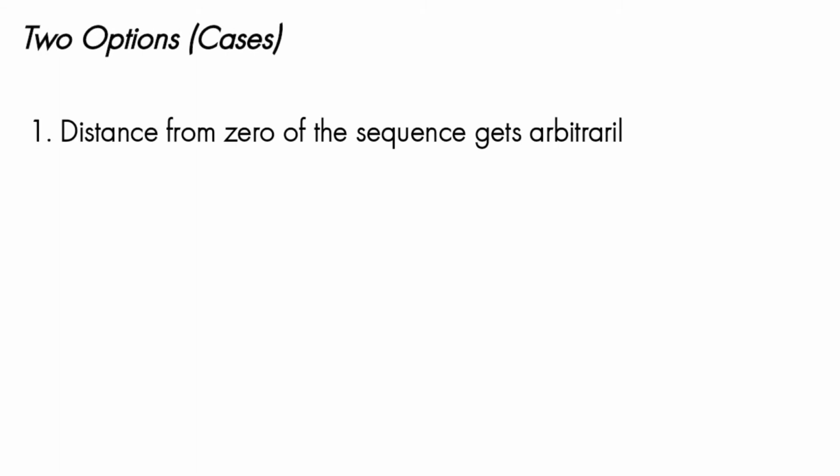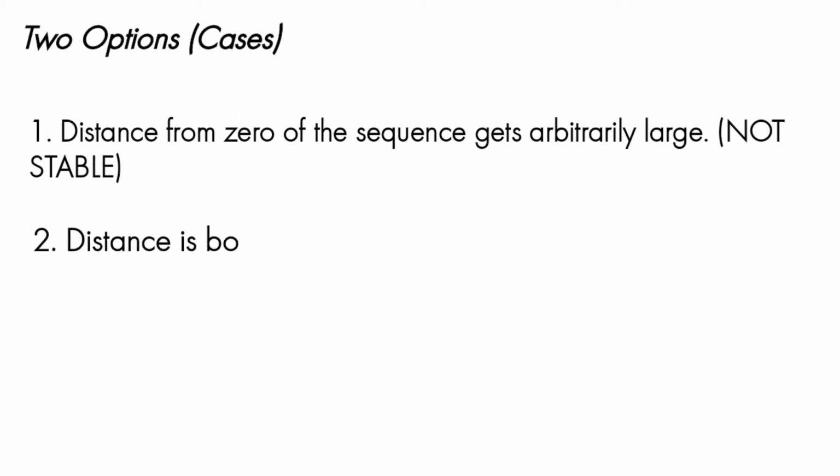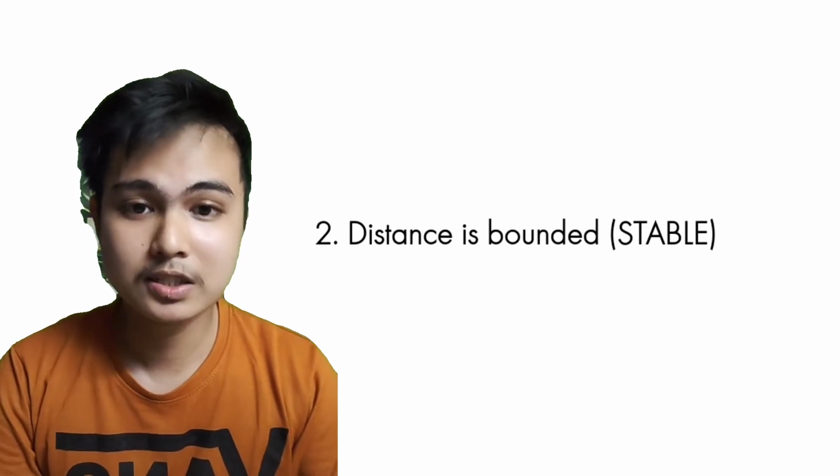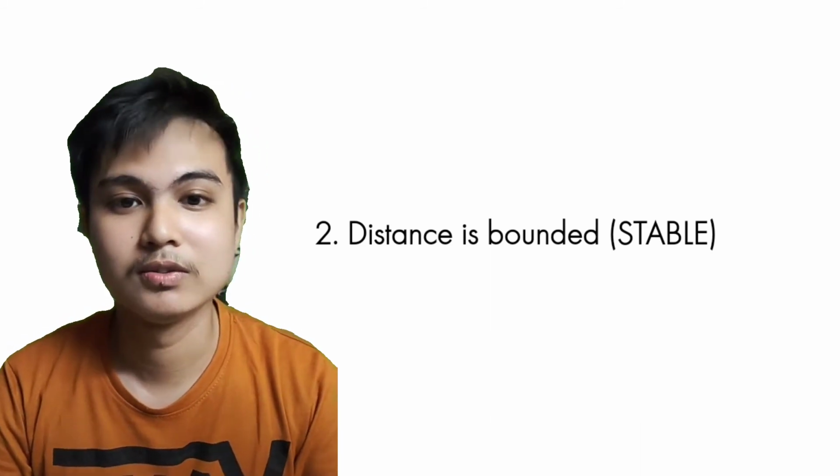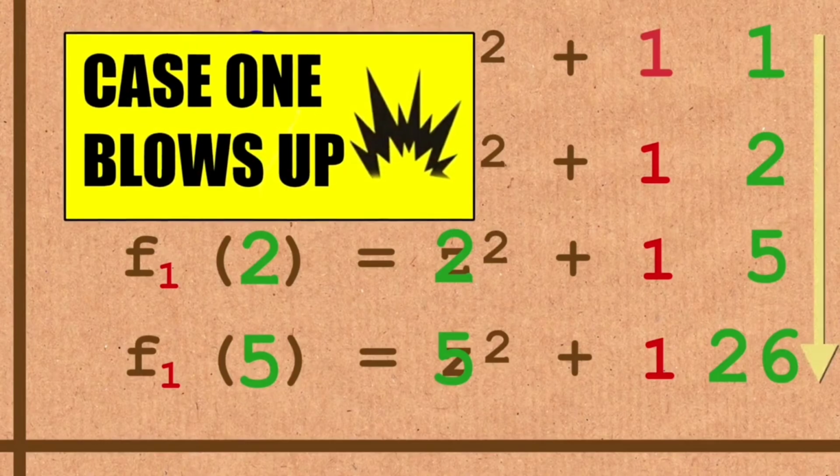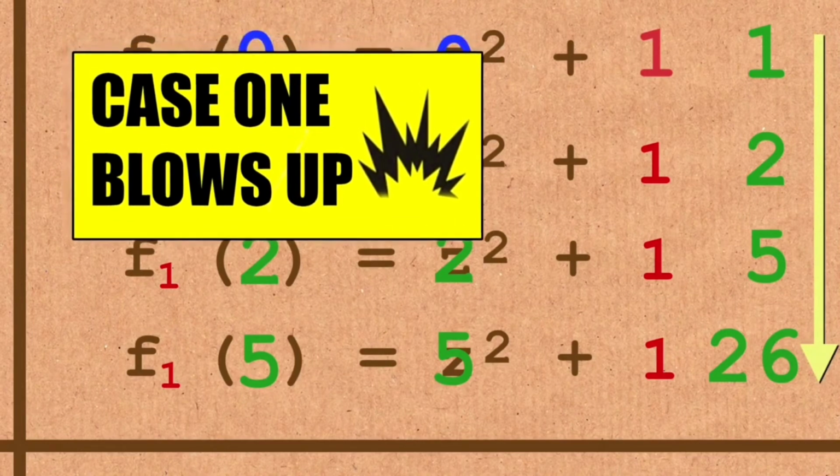However, there are two options for this function. One, the distance from 0 of the sequence gets arbitrarily large, which means it blows up or is not stable. Two, the distance is bounded, which means never larger than 2, which stays small or stable. The Mandelbrot set is the set of complex numbers c for which case 2 holds. You can see their size is growing, and in particular, we've got some things that are further from 0 than 2 is.